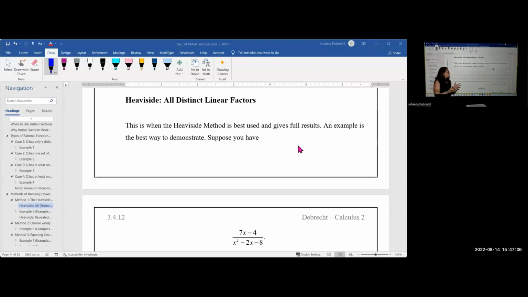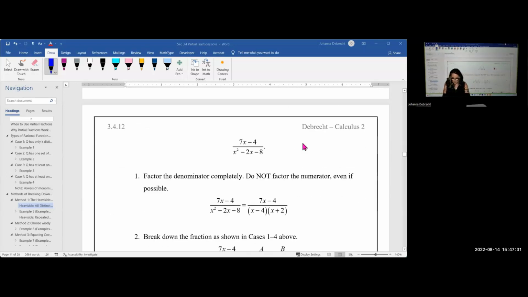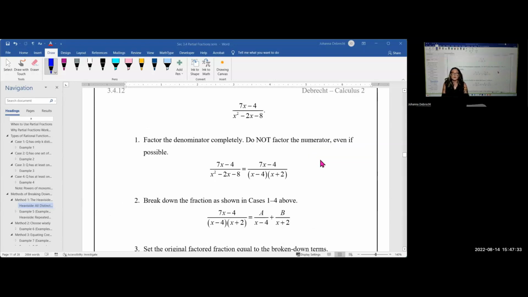Now, I will tell you that the Heaviside method is not my favorite method because it's very procedural. It's not based on mathematically precise techniques, and so it's not my favorite because if you remember how to do it, then you can do it, and if you don't remember how to do it, you can't derive it. So it's not my favorite method. My favorite is what we call choose wisely, or equating coefficients. But let's go ahead and demonstrate it, because a lot of students find that the Heaviside method is fast and easy, and they do like it. So again, you're welcome to use it if it makes sense to you.